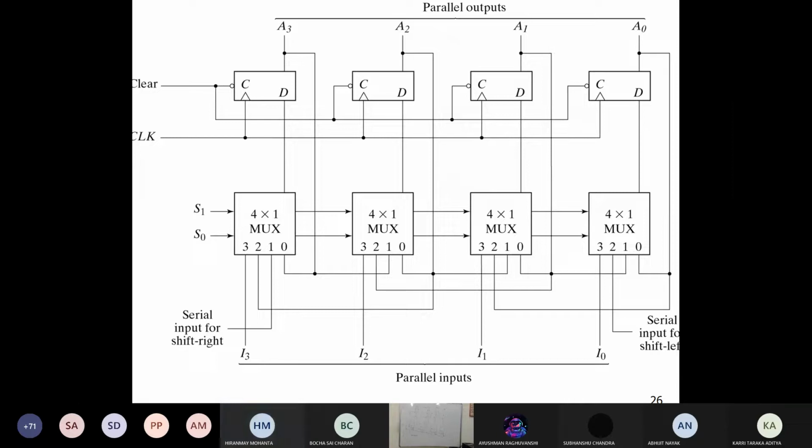Somebody has a doubt. Why is the 0 of one mux connected to the 1 of the next mux? Because when the shift right has to happen, according to the theory, it has to go like this, no? I told you, the first one will get the fresh input. The old one will move to this, the old one will move to this, the old one will move to this.